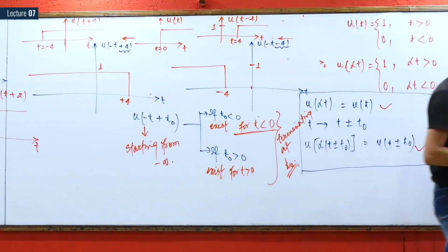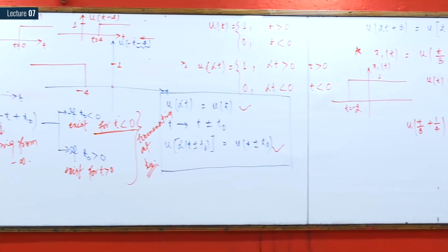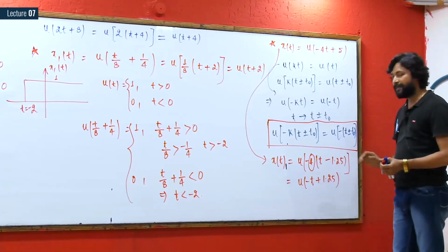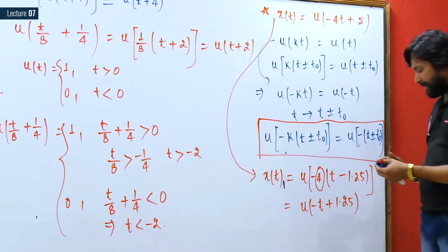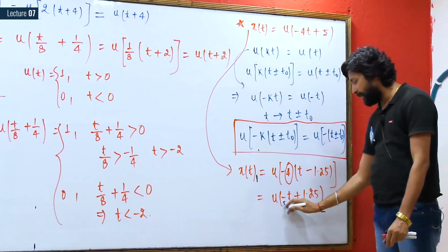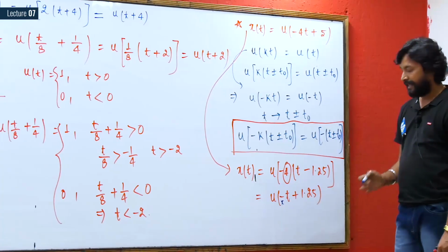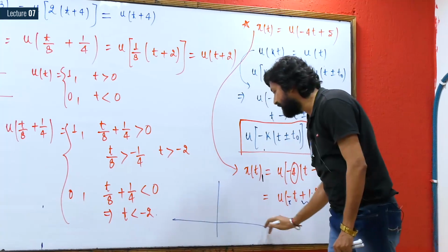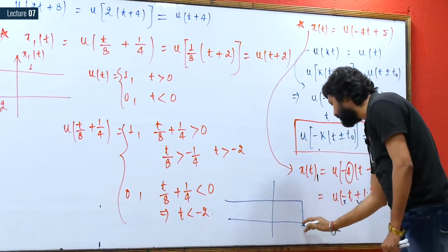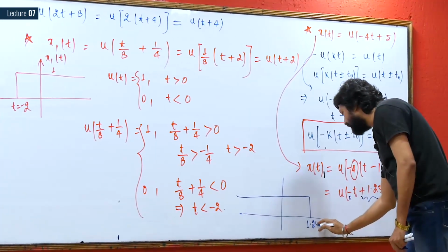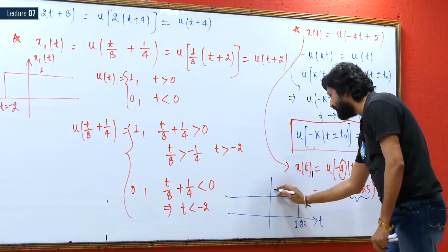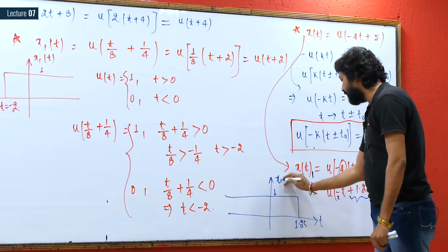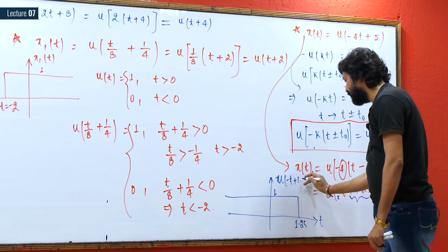So finally we have obtained that this signal x of t can be simplified to u of minus t plus 1.25. Due to this negative sign, the function is going to start from minus infinity, and this is the constant plus 1.25. Therefore you can directly plot this signal now. It will be existing from minus infinity to this positive value, that is plus 1.25, with respect to t, having value 1. It is your function x of t, that is u of minus t plus 1.25.